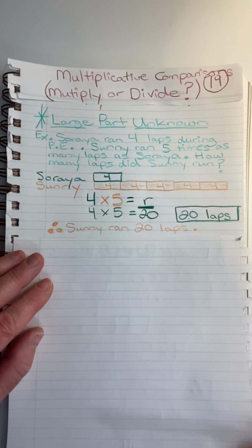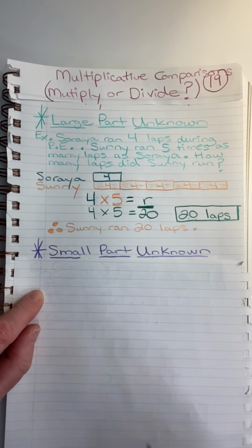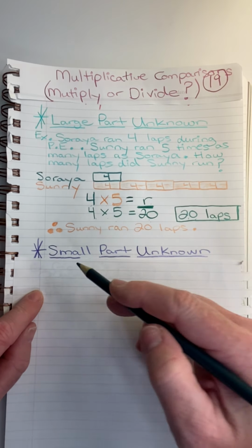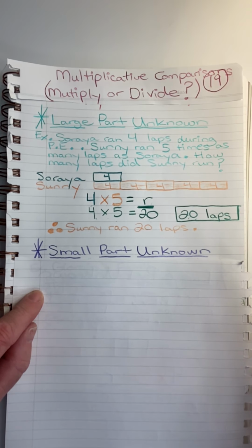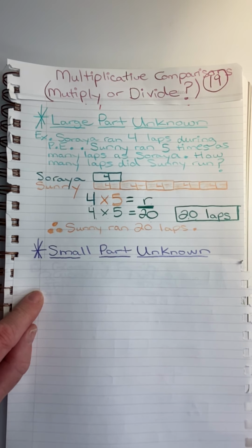Okay, welcome back. Go ahead and skip a line or two and change colors. You're going to make your large star and you're going to say small part unknown. So our first example had the large part unknown, but sometimes we have word problems where the smaller sections of the problem are unknown, or just one small part is unknown. And so we're going to use our comparison bars to solve that problem, and we're going to pick a variable to represent that unknown small part.